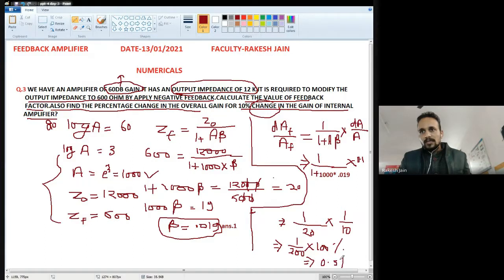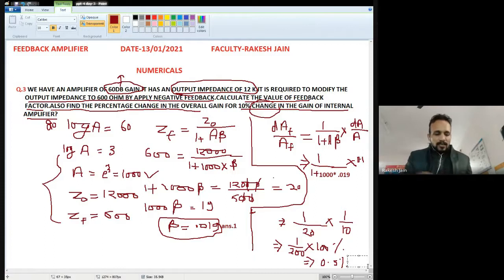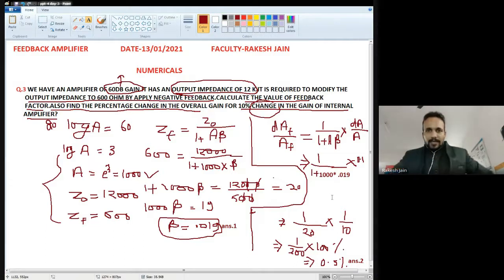This is answer number second, that is, what is the variation in the overall gain. So now the question is completed. I hope this question is also simple for you. Now I'm going to write down one another question from a book, any book. Okay, a similar kind of question. So I hope you understand this question. So I just save this one.